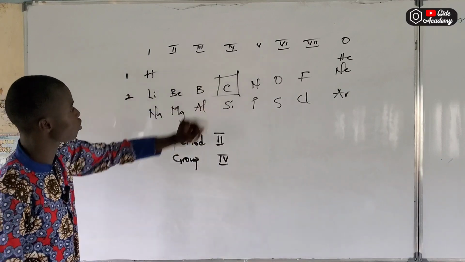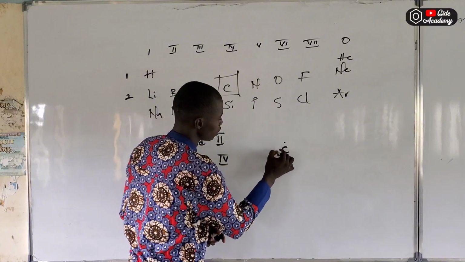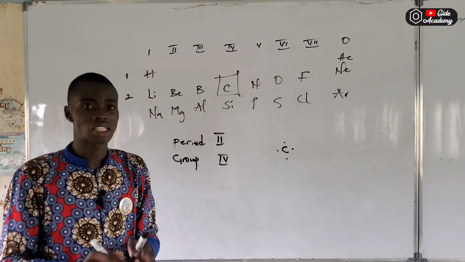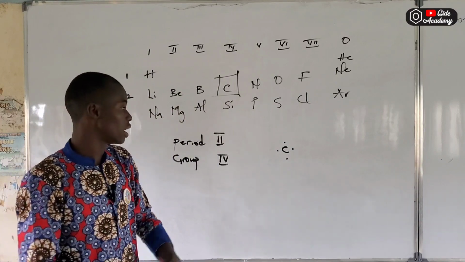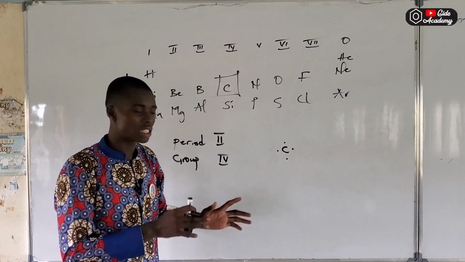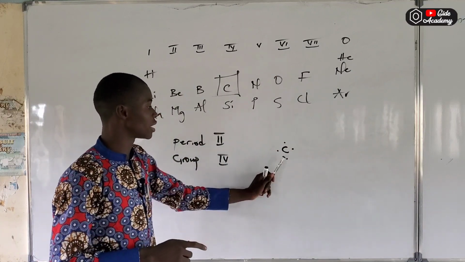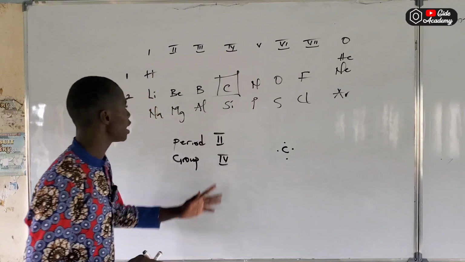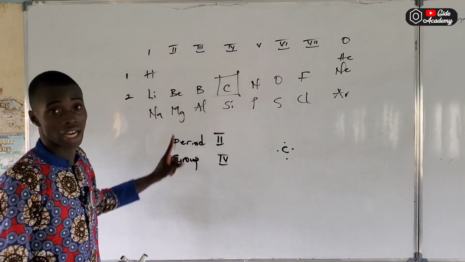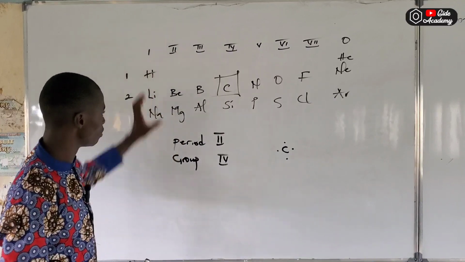Now, if you look at this closely again, that means you can say carbon has 1, 2, 3, 4. From my explanation, carbon has 4 electrons in its outer shell, which is 4 valence electrons. Please take note: carbon is tetravalent in nature. All elements in group 3 are trivalent. All elements here are divalent, while all the ones you are having here are monovalent.